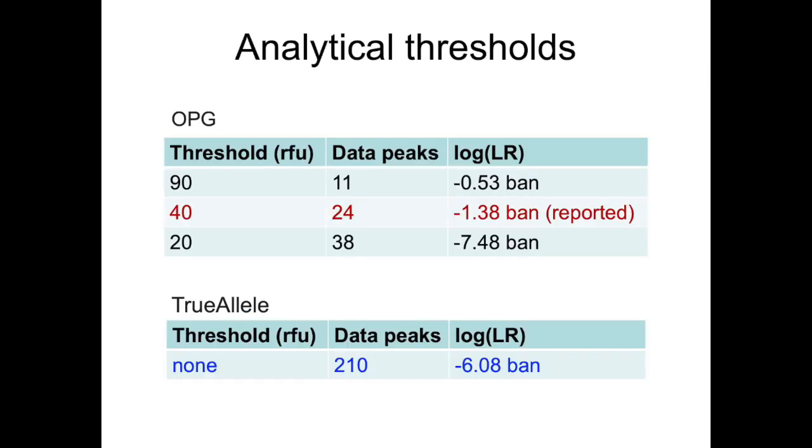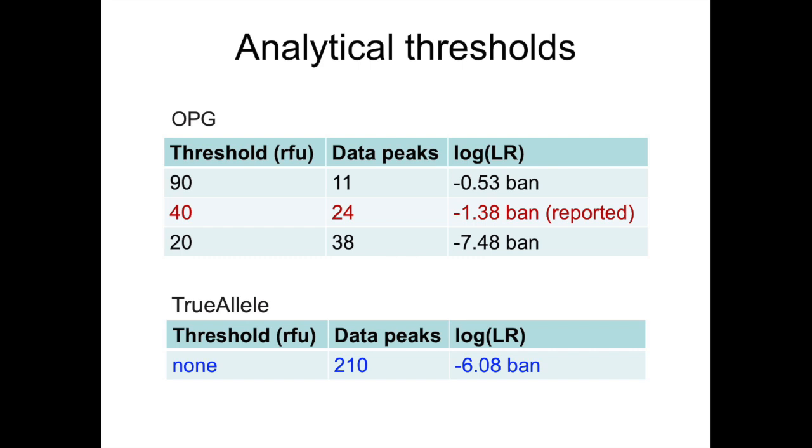Let's take a look at what was reported. The original result with 40 RFU looked at 24 data peaks, and they reported from the private lab a number like 1 in 25, which is negative 1.38 ban. Ban is just the units of log LRs in base 10. So negative 1 point something means it's going to be 1 over a number between 10 and 100.